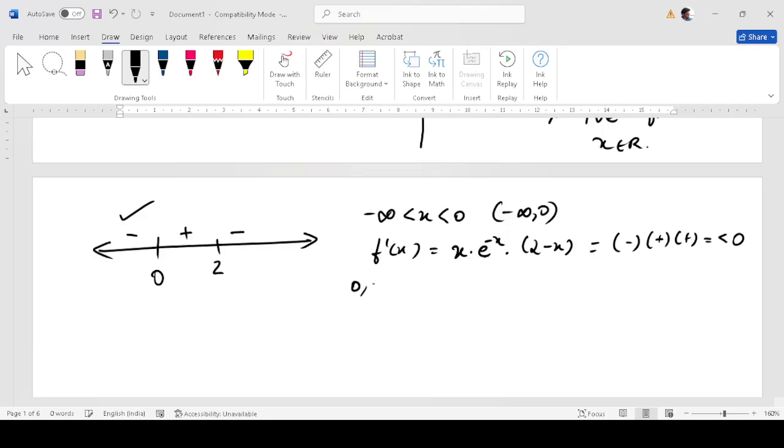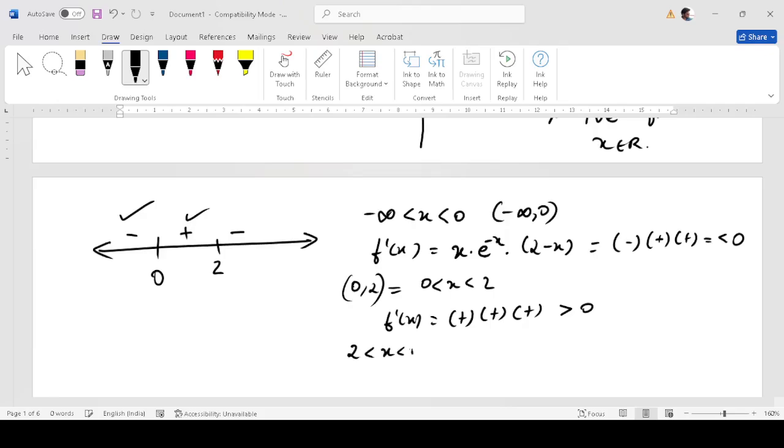Now for any value between 0 and 2, in the function, the x values are positive. Again e power minus x is going to be positive. Between 0 and 2, if you take any value and subtract it from 2, you will get a positive. So this is greater than 0. Again the wavy curve checks it.